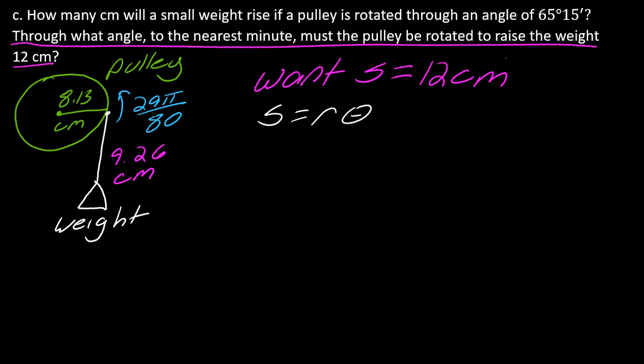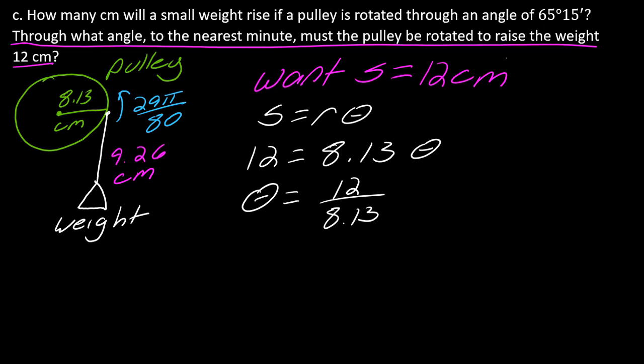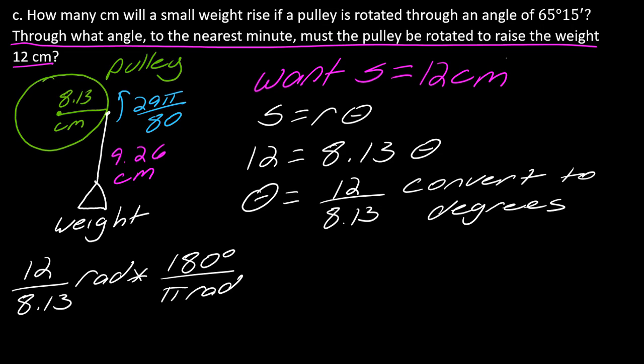So I'm going to use my arc length formula, and I plug in 12 for s and 8.13 for r, times theta. So now I've just got to figure out what theta is. No problem. I'm going to leave it in this fractional form so I get a more exact answer, because I need to convert this to degrees. So I'll take my 12 over 8.13 radians, and then convert that to degrees. So I get this crazy looking thing.